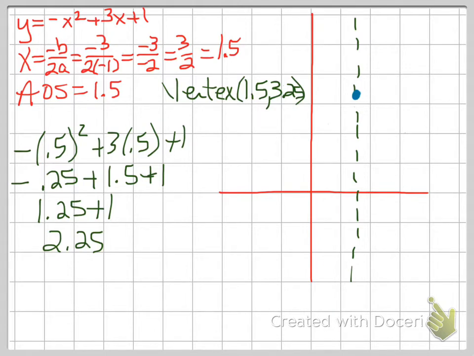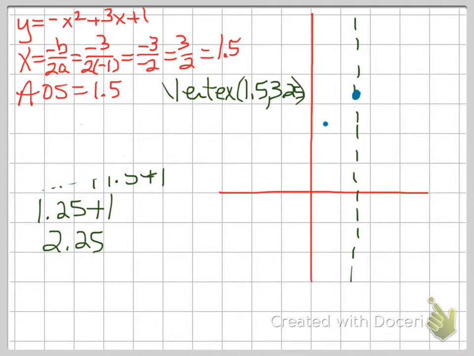So at 0.5 we are at 2.25, right about there. That's close enough to it. We'll call it good for government work. Now, let's go on over to negative 0.5. Okay, so erase all this so we have some room again.